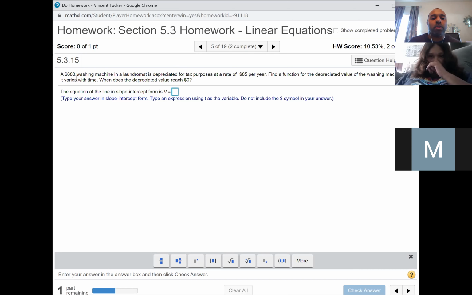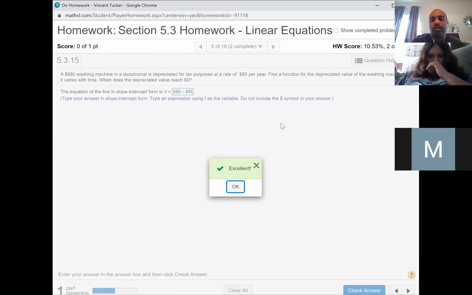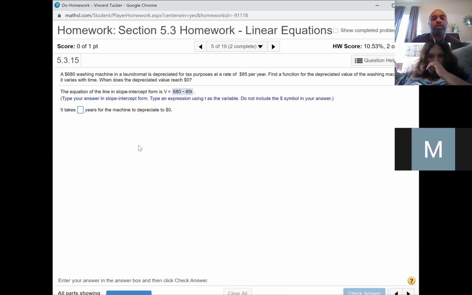All right, so we're starting off with the washing machine at $680, and then it's going to depreciate, which means subtract, at a rate of $85 per year. So that's 85T. Before we go to the next one, questions on that?